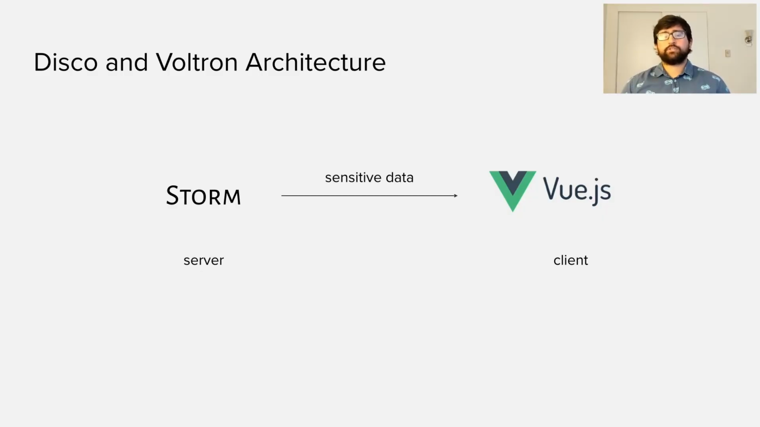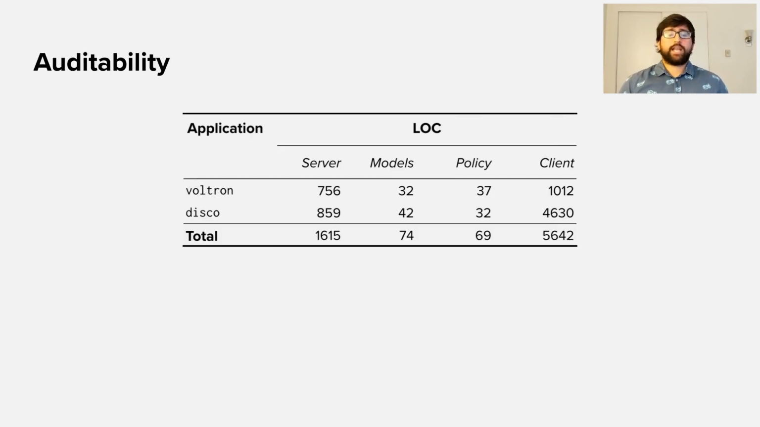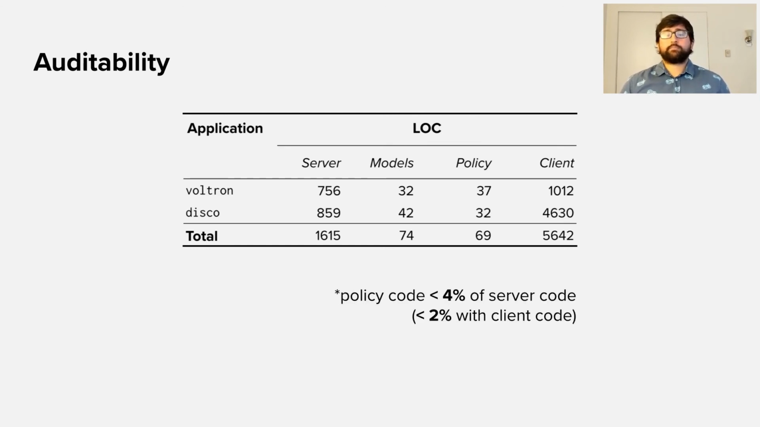In both applications, the code is divided into a browser-based client written using the Vue.js framework and a STORM server that handles and provides sensitive data. The following table shows the lines of code taken by server, models, policies, and client code. As expected, we can see that policy code is much smaller, taking less than 4% of server code, and if we consider client code, it goes even lower, to less than 2%.